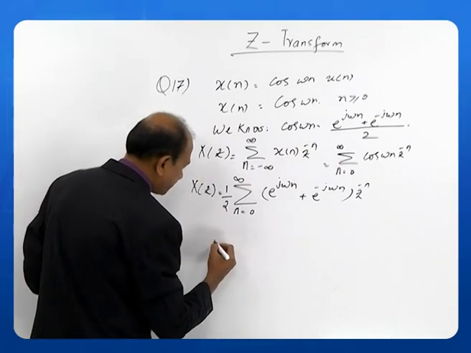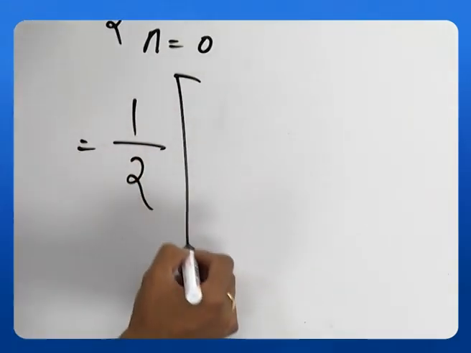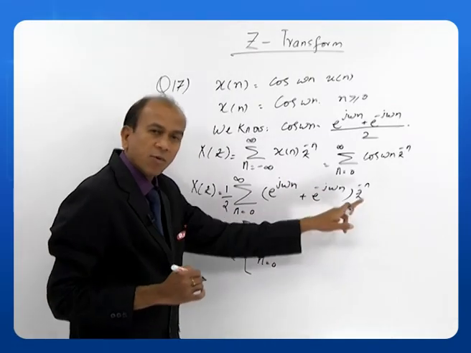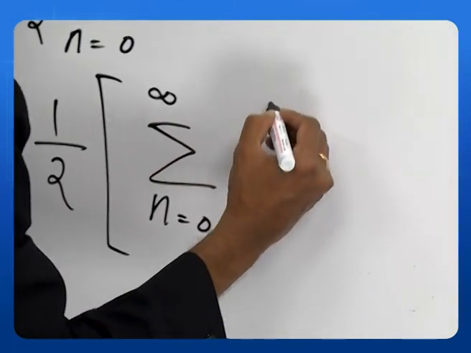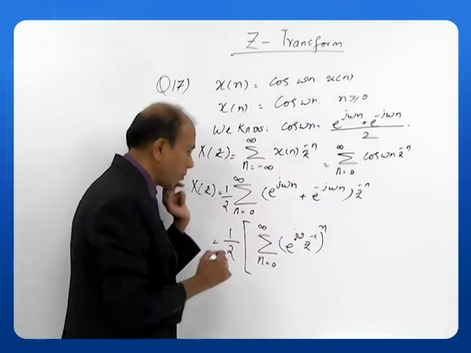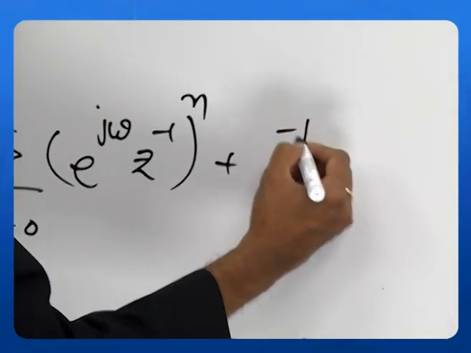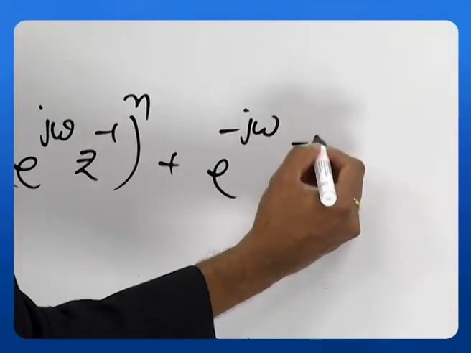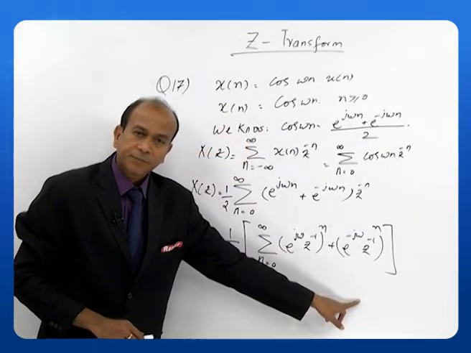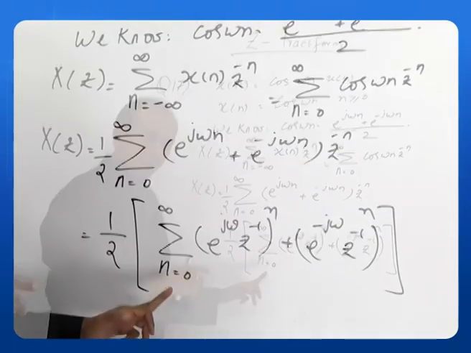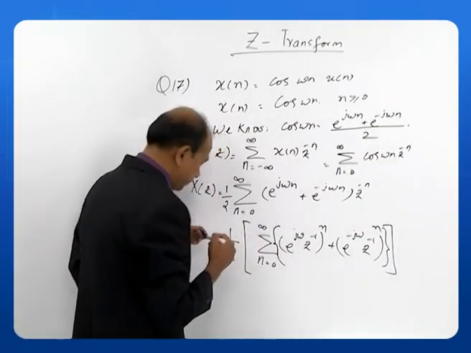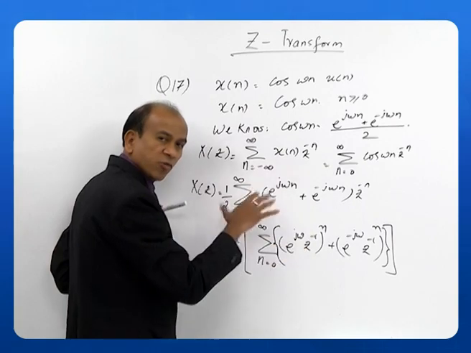So I can write this as half, summation n equals 0 to infinity. Let us take n common here. That will be e to the power of j omega z to the power of minus 1 whole to the power of n, plus e to the power of minus j omega z to the power of minus 1 whole to the power of n. Now this is what we got. Because the summation applies to both, we can put a flower bracket here and break this into 2 parts again.